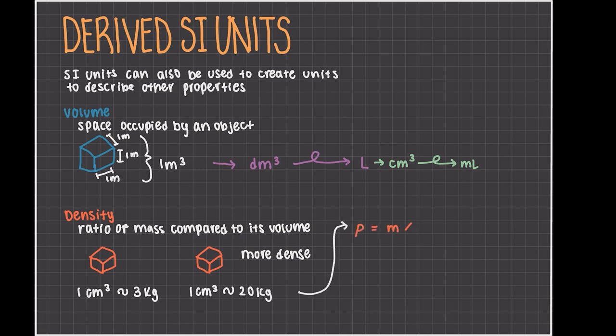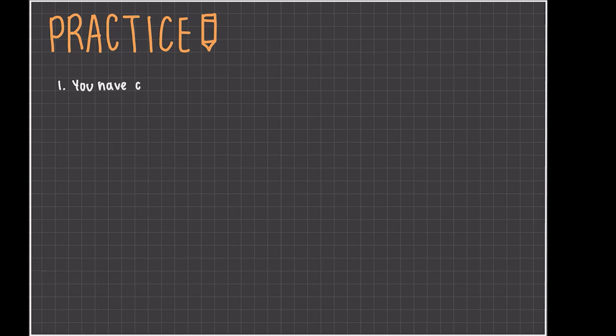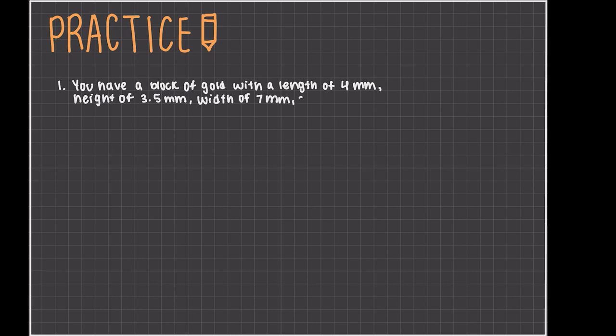Density is represented by the Greek letter rho, and it is the mass divided by the volume. Using SI units, we know that the units will be in kilograms per centimeter cubed. Now, let's put it into practice. You have a block of gold with a length of 4 millimeters, a height of 3.5 millimeters, width of 7 millimeters, and a weight of 26 grams. Calculate the density and report in SI units and scientific notation.